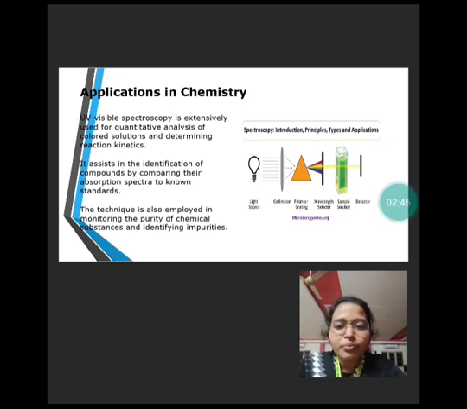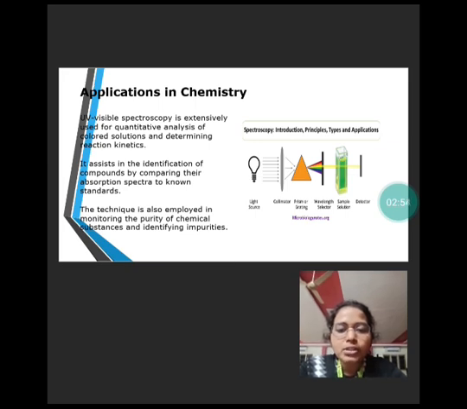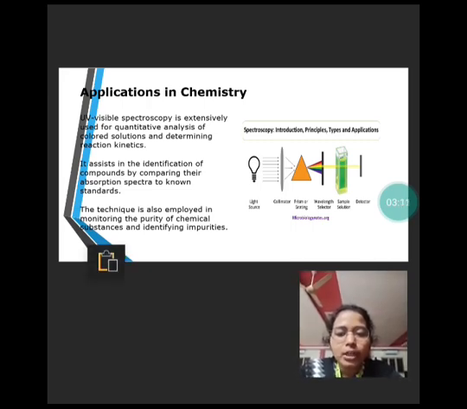Applications in chemistry. UV visible spectroscopy is extensively used for quantitative analysis of colored solutions and determining reaction kinetics. It assists in the identification of compounds by comparing their absorption spectra to known standards. The technique is also employed in monitoring the purity of chemical substances and identifying impurities.